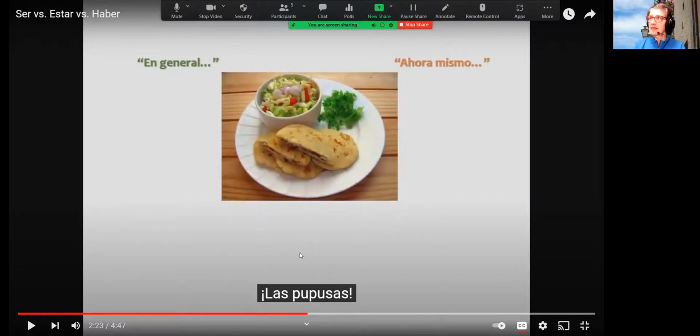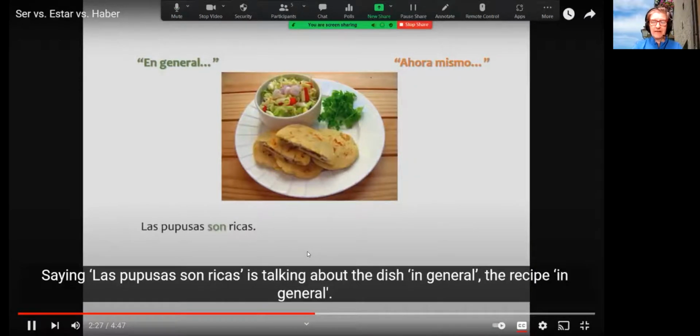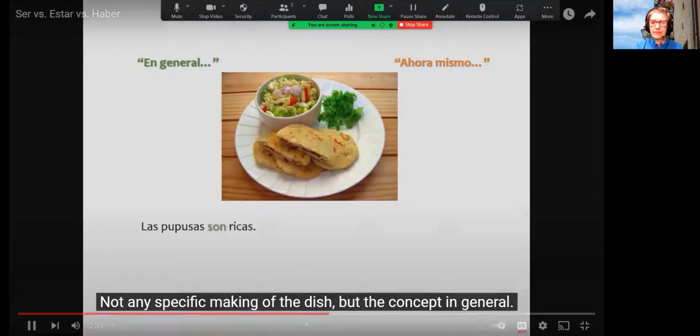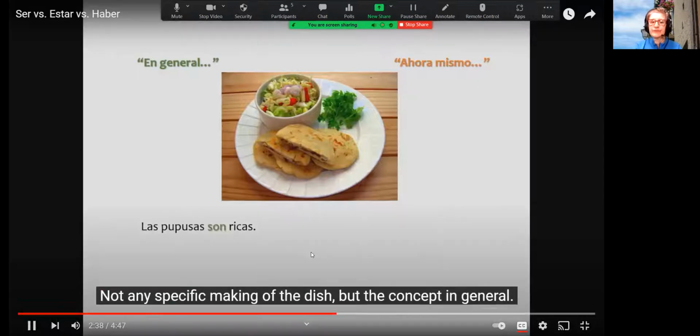Las pupusas. Pupusas, it's a kind of food from Latin America. Saying las pupusas son ricas is talking about the dish in general, the recipe in general. Ricas here means delicious. Pupusas, this kind of food that we call pupusas, they are delicious. All pupusas, if you see it on any old menu in any old restaurant, in general, this category of food, it's good stuff. Son ricas. They're delicious. This kind of food. Okay. Not any specific making of the dish, but the concept in general.